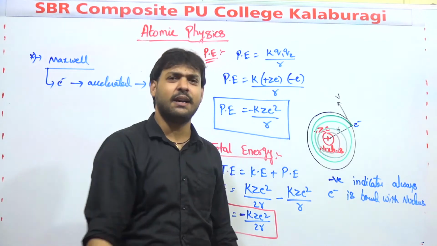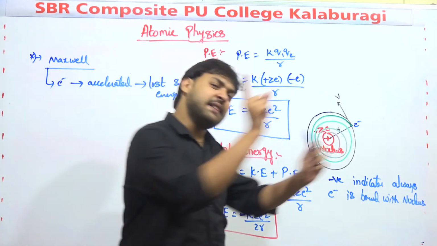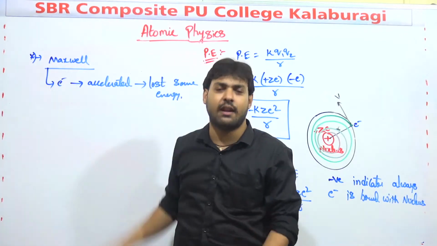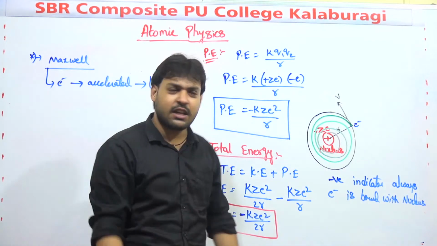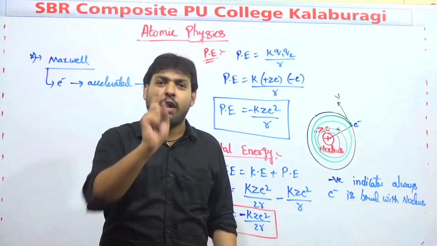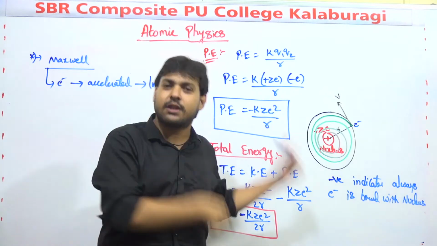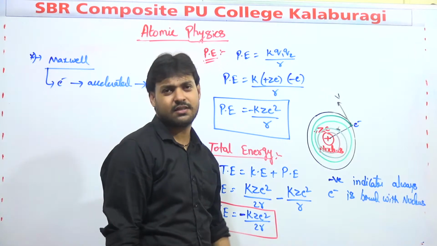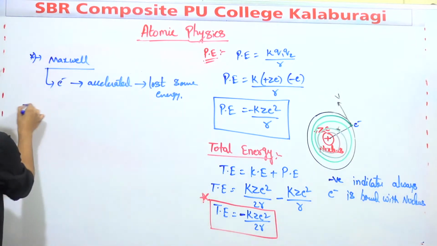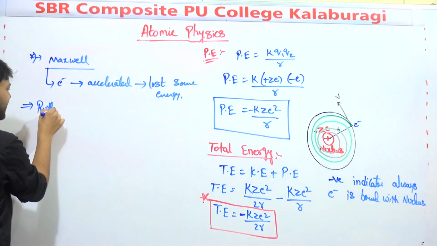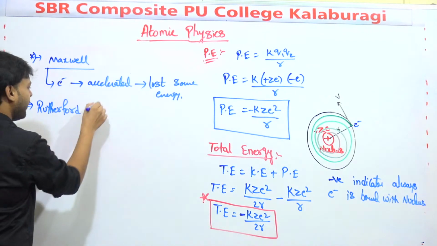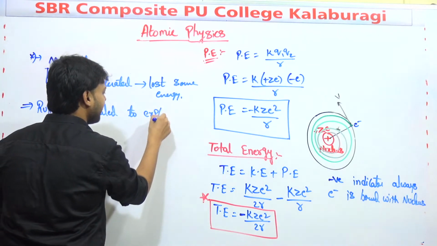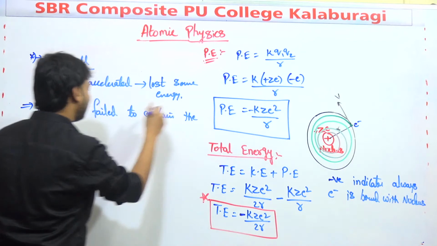So where is the stability? Sir, where is that stability? Stability is there in the atom, but you are not trying to explain that to us. That is the question of Maxwell. Actually, it is not happening. Try to understand the point. Actually, it is not happening, but you are not trying to explain that to us. That is the Maxwell question. And Rutherford failed to explain this. Rutherford failed to explain the stability of the atom.